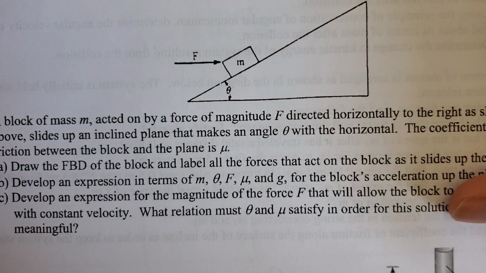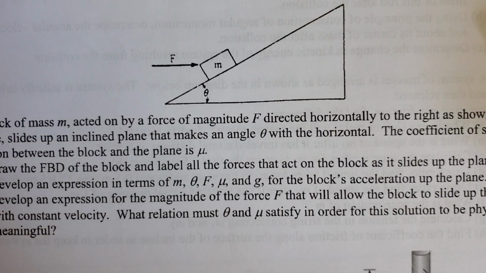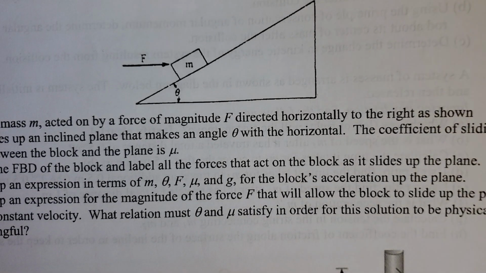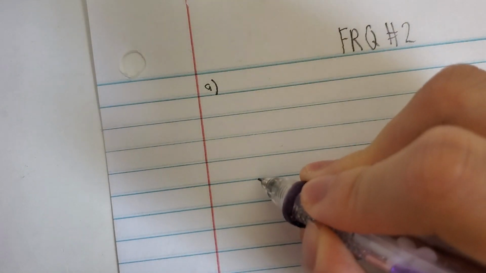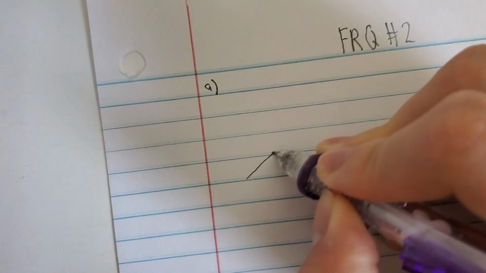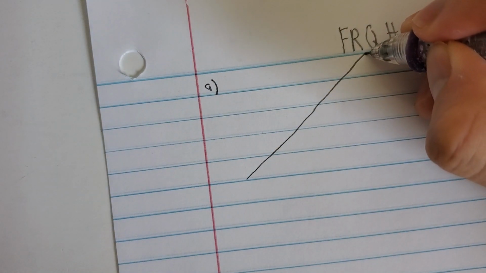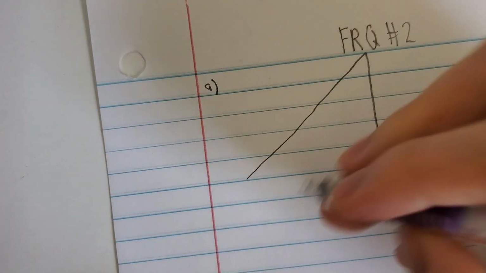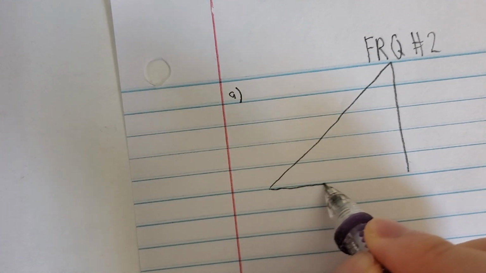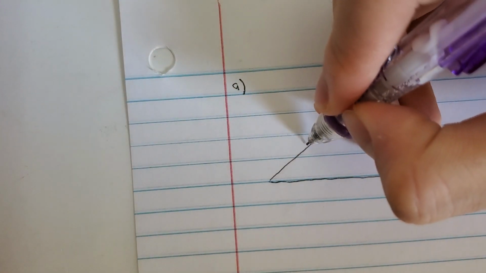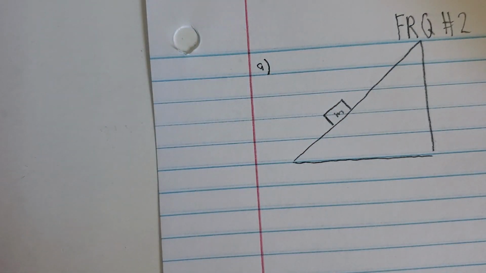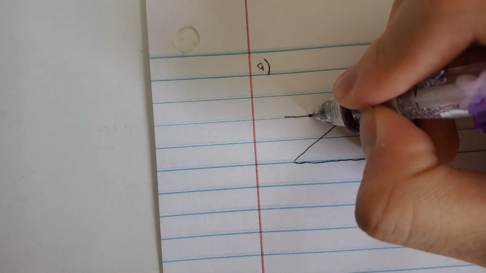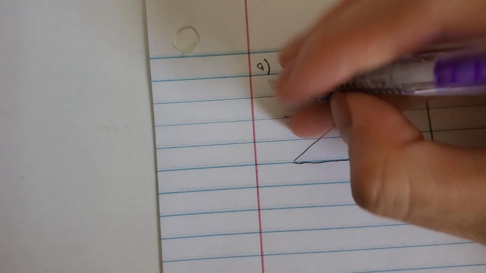Okay, so part A wants us to draw a free body diagram of the block and label all the forces that act on the block as it slides up the plane. Okay, so let's do this. So here's the incline. And here's the block. It has a mass of m. We have a force of F acting upon it right here, as given.